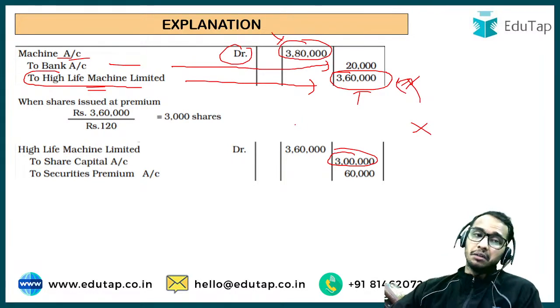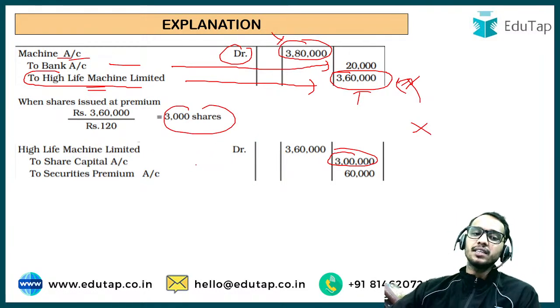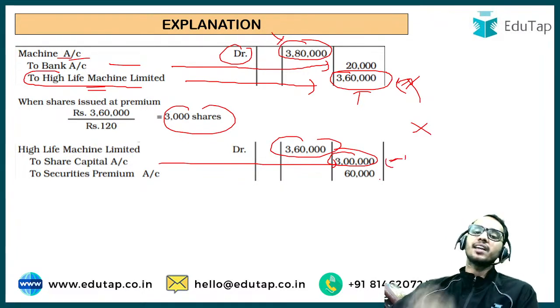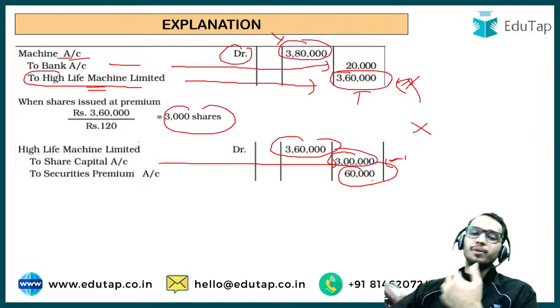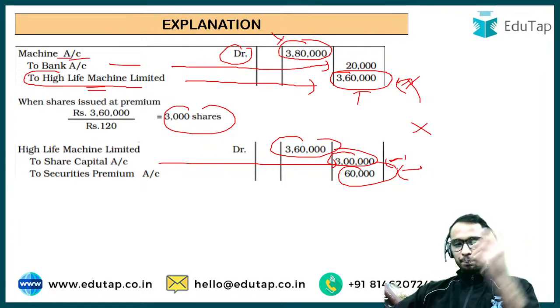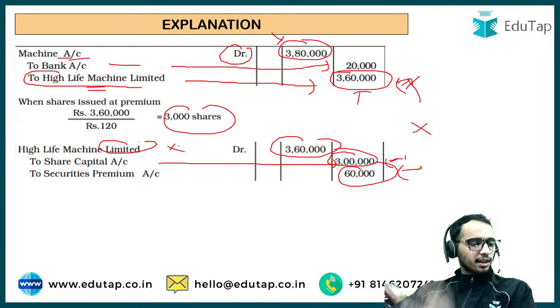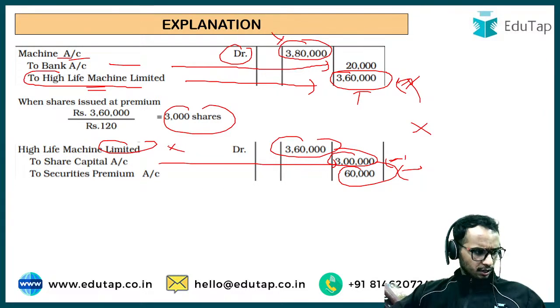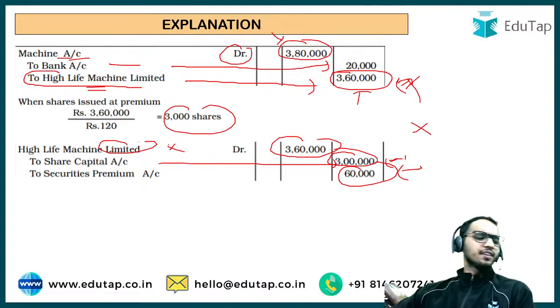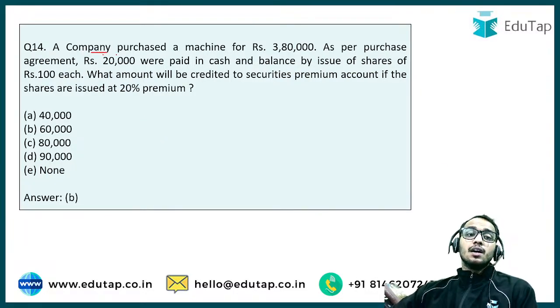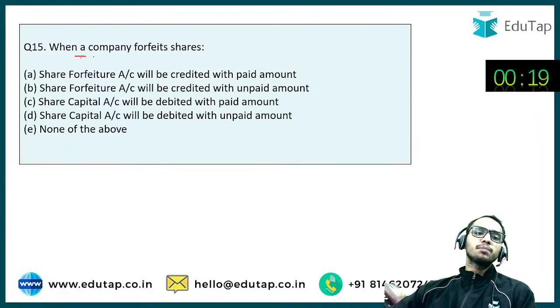And how are you paying this? By issuing the shares, and you are issuing 3,000 shares at 120 price. So out of this 3,60,000, 3 lakh will be credited in share capital and 60,000 will be credited in securities premium. Correct? So this Highlife Machinery account will be closed down. Correct? Clear? Okay, no doubt. Very, very good. Chalo, let's move ahead. Question number 14, this we have done. Okay. Question number 15.